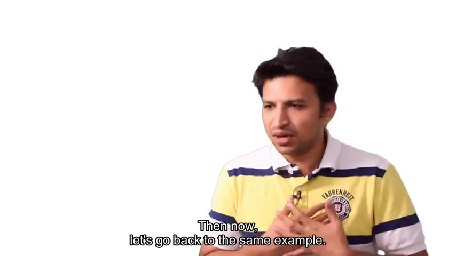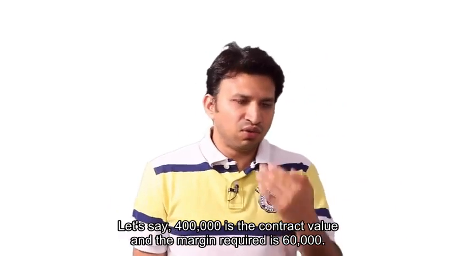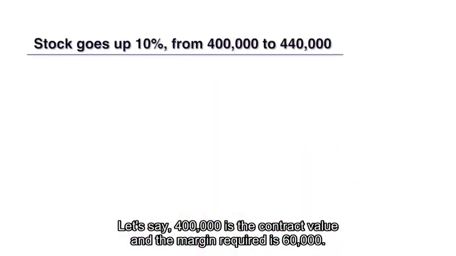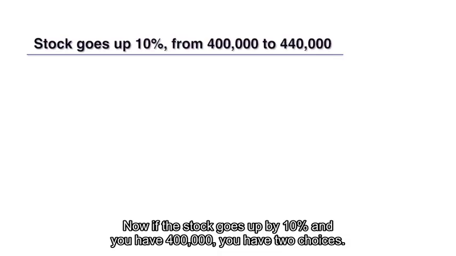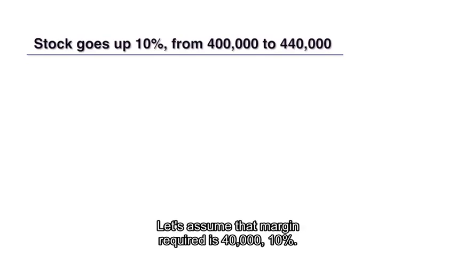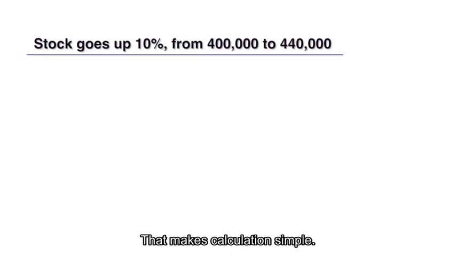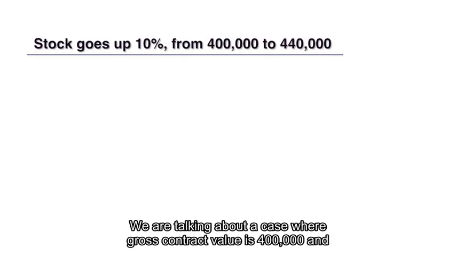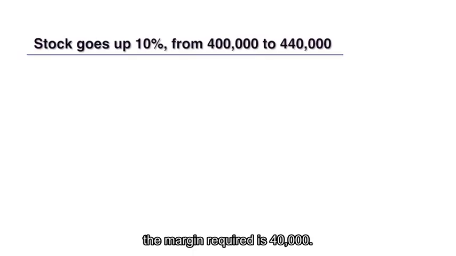Then what happens? Now let's go back to the same example. Let's say 400,000 is the contract value and the margin required is 60,000, right? Now if the stock goes up by 10% and you have 400,000, you have two choices. One, just to make life simple, let's assume that margin required is 40,000, 10%. That makes calculation simple, that's all. So let me repeat. We are talking about a case where a gross contract value is 400,000 and the margin required is 40,000.